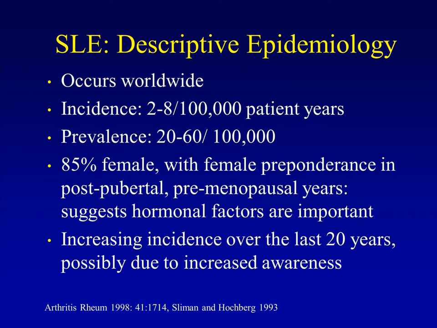Descriptive epidemiology. SLE occurs worldwide, and the incidence and prevalence are stated in this slide. Clearly, this condition is not common, but the incidence has been increasing over time, possibly due to increased awareness. There is a female preponderance in SLE, with 85% of patients being female, and during the postpubertal or premenopausal years, which suggests that hormonal factors are important.